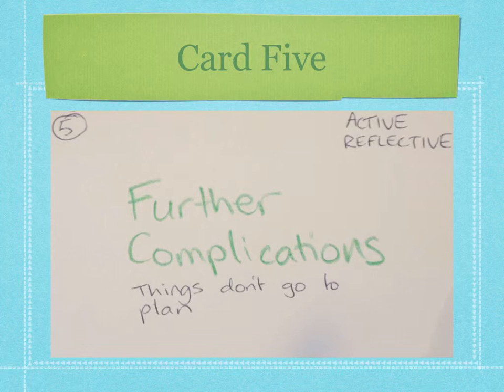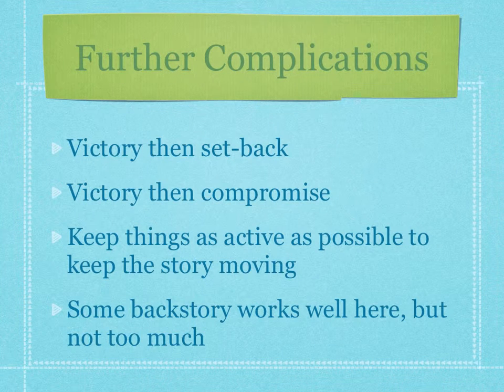Card number 5 is terrific because we've just had State the Plan. Now we've got further complications. This is where things don't go to plan. So it's active, but then a little bit reflective. Okay? But not too much. This is perhaps where your heroine will come up against her first few hurdles of where she thought she was going to get her own way and she doesn't. So further complications is a terrific thing. Things don't go to plan, and that's okay.